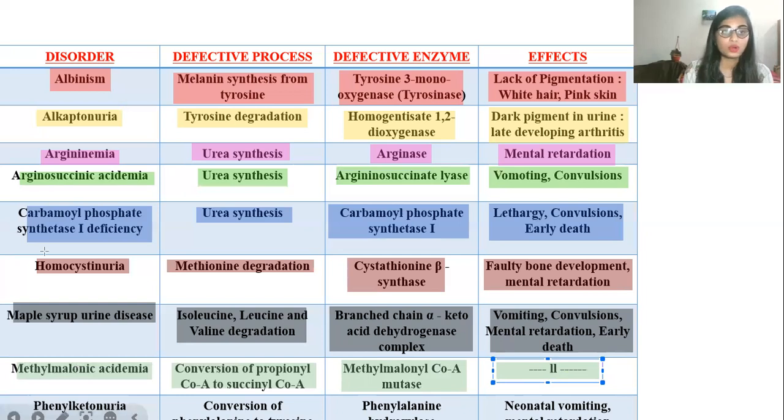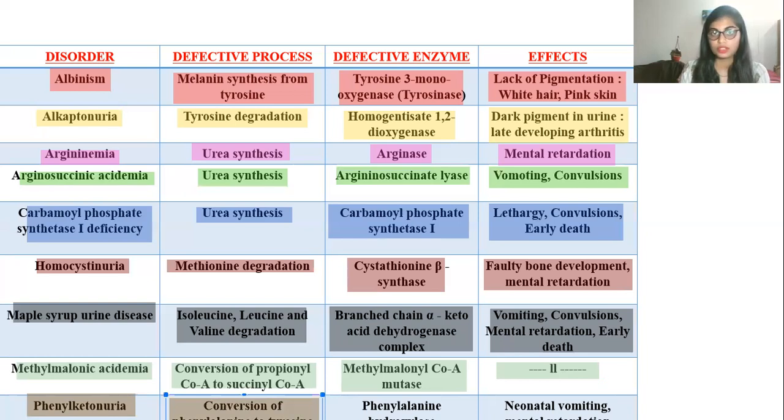Next, the last but not the least, the last disorder of this amino acid catabolism, is phenylketonuria, a very familiar disorder. Here the defective process is the conversion of phenylalanine to tyrosine. Every amino acid has to be converted into something else for degradation. Here the conversion of phenylalanine to tyrosine is defective because of deficiency of the enzyme phenylalanine hydroxylase. The effects are neonatal vomiting and also mental retardation. So this is about amino acid catabolism disorders.